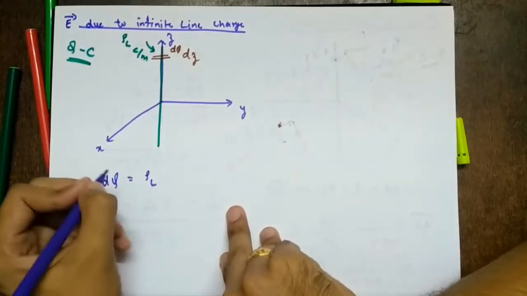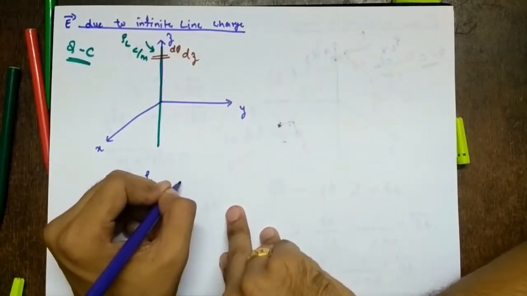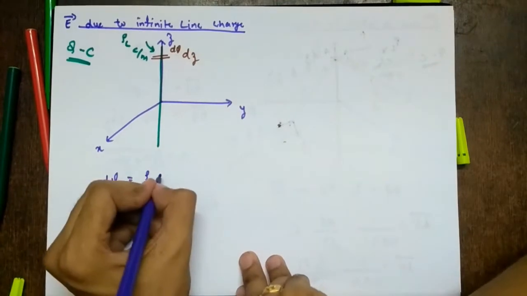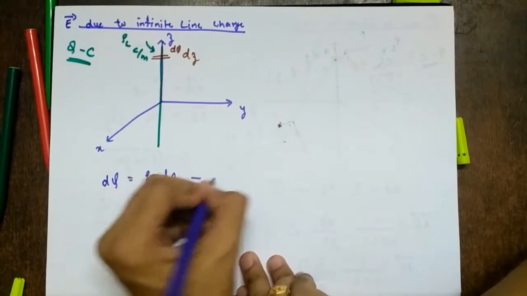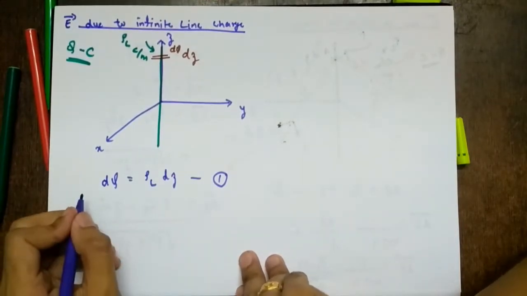So let's try to write it in terms of rho L. So rho L is what? Coulombs per meter. So if I multiply by meter here, I will get coulombs. So what is that meter? It is dz. So this is the first expression: dq equals rho L dz. Coulomb per meter into meter will give coulomb. So we are correct, right?